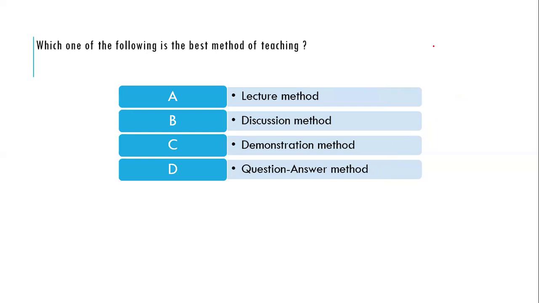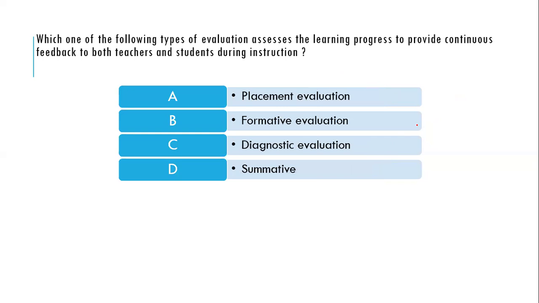Which one of the following is the best method of teaching? We just saw this: discussion, demonstration method. Again, the same question. Which of the following types of evaluation assesses the learning progress to provide continuous feedback to both teachers and students during instruction? That would be formative, during instruction. Unit tests or quiz sessions. So formative evaluation would be the best option.